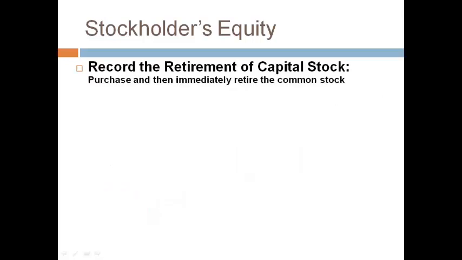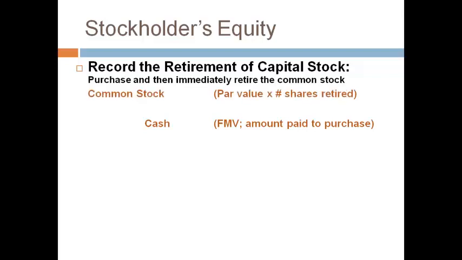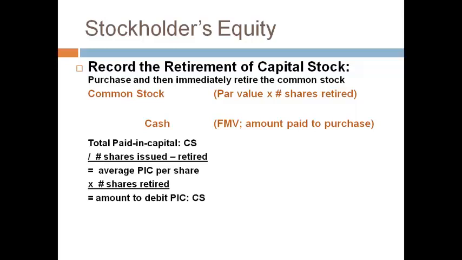A company can purchase and immediately retire their own common stock if they do not want the stock to be issued again. This cancels the common stock shares, and it is as if the shares never existed. Common stock and paid in capital that were recorded when the shares were issued is removed. The first step is to reduce cash by the amount paid to purchase common stock. The second step is to remove common stock at the par value. The third step is to reduce paid in capital at the average amount received when common stock was issued. Average paid in capital is a calculated amount.